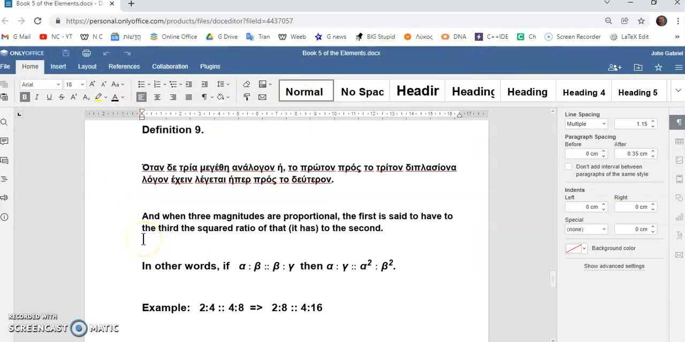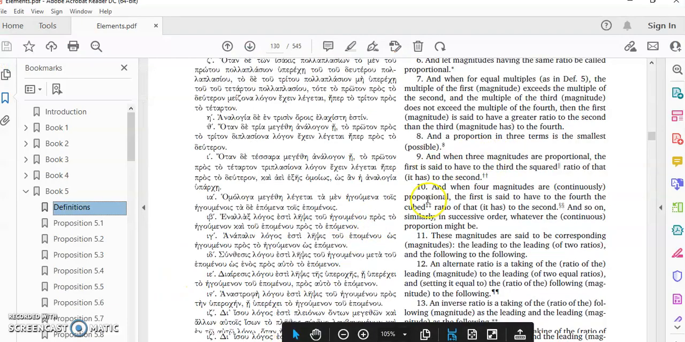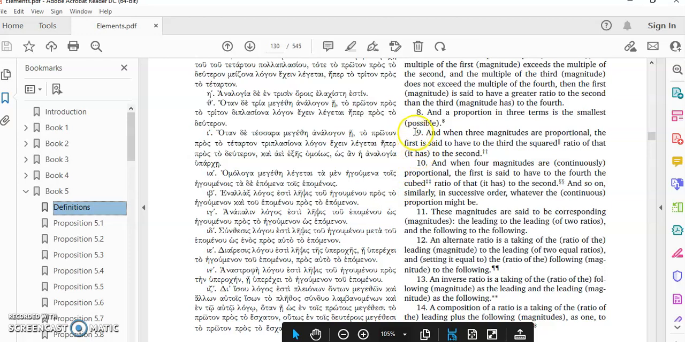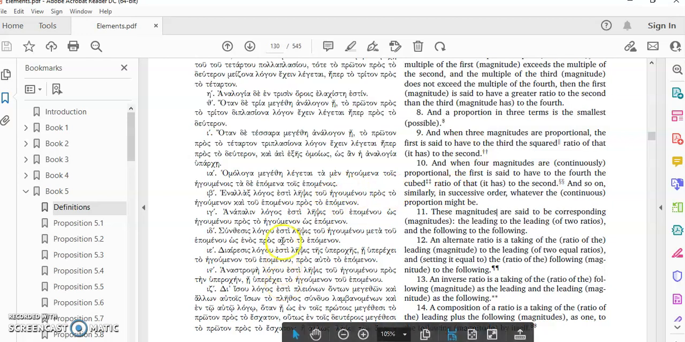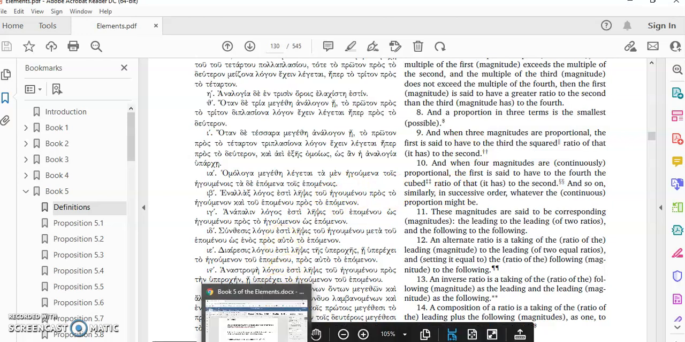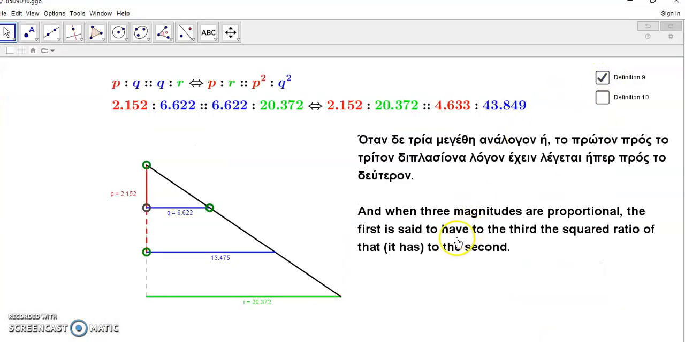Now definition 9 and 10 are very important definitions, but if you look at how Heath translated them, he doesn't really make very much out of it, and he gets this last part of the 10th definition wrong, and I'll get to that in a moment. But let's go through these definitions one by one, and then we'll see what they mean, and we'll come back to the rest later.